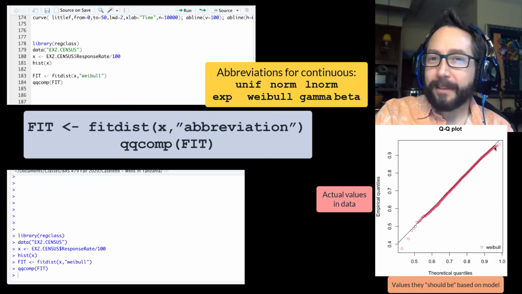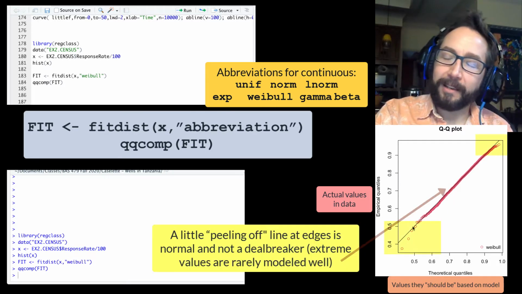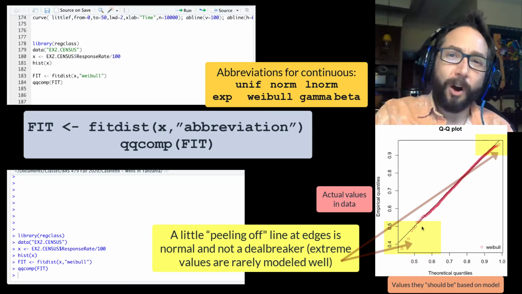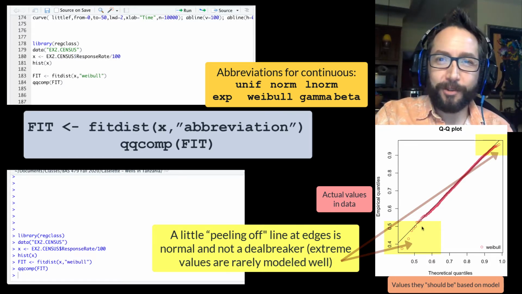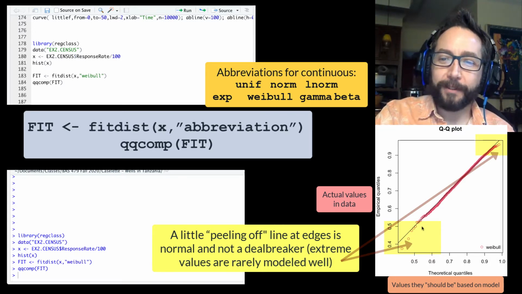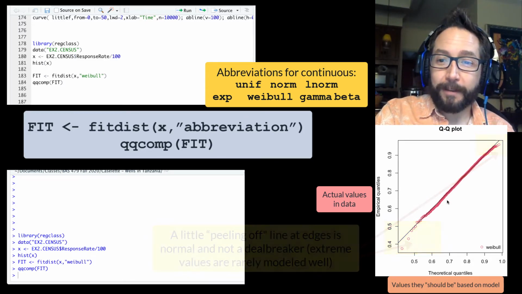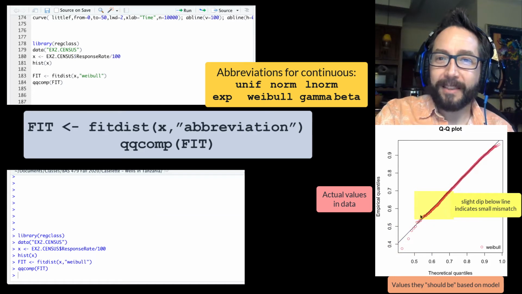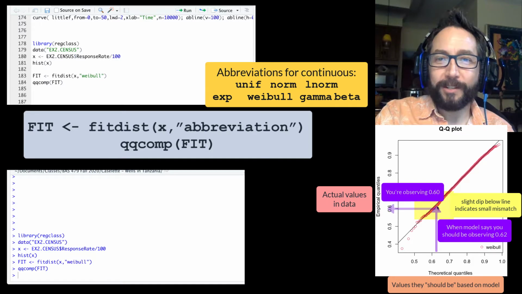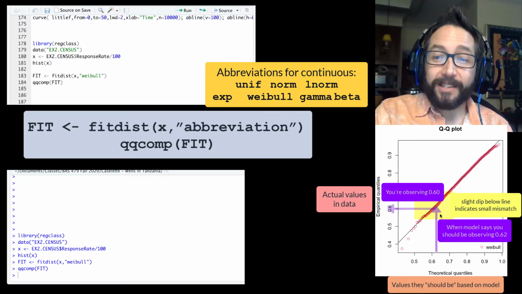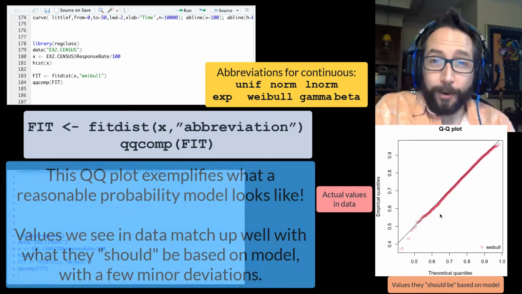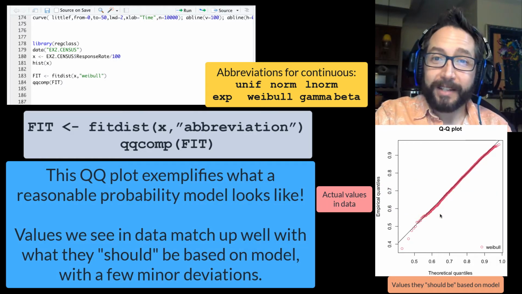There's a little bit of peeling off at the top right and at the bottom left here. That almost always happens. The tails of a distribution, kind of the extreme values, are always very difficult to fit. But what we see is that overall, that's a pretty darn close fit. Maybe a little bit of a dip beneath that line, maybe at around a theoretical quantile point of about 0.62, but overall pretty good. And so this is what we would like to see. We would like to see a perfect correspondence between the data values we've collected and what they should have been if the probability model was correct.